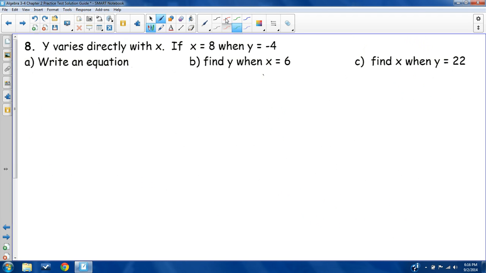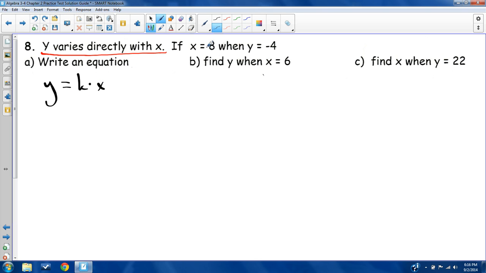Okay, Y varies directly with X. This is huge. You need this sentence. You need something that tells you about direct variation. If X equals 8 when Y equals negative 4, they want you to write an equation on that. And so what we're going to do is this. We can look at this multiple ways. I'll just look at it this way. You know the equation is Y equals K times X. So we have to figure out what K is.